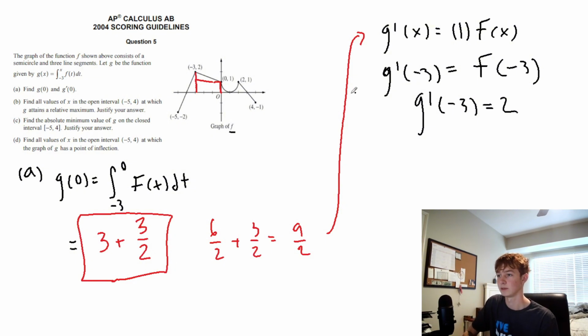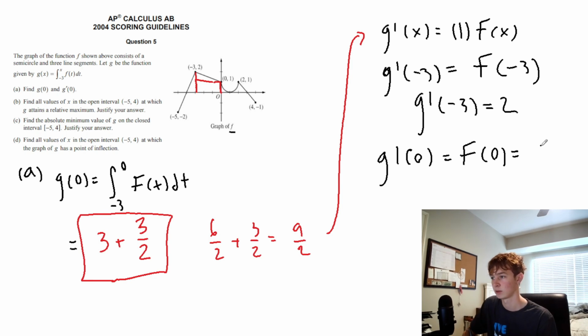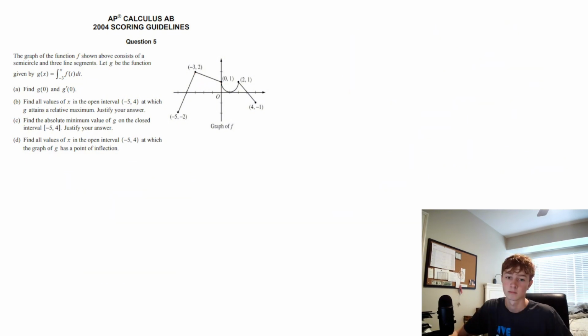So what we can do from here is take this function and plug in 0, because it's asking for g prime of 0. So g prime of 0 is equal to f of 0, which is equal to 1. Because on the graph of f, the output at 0 is 1. So there's part A completed. Now that we're done with part A, we can look at part B.